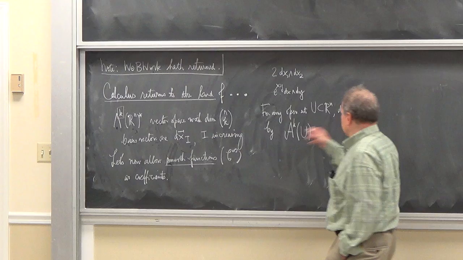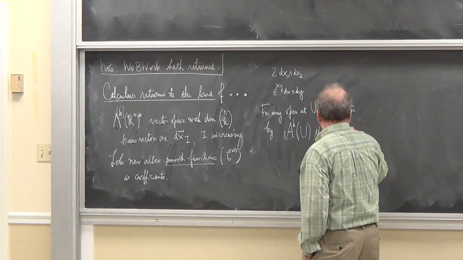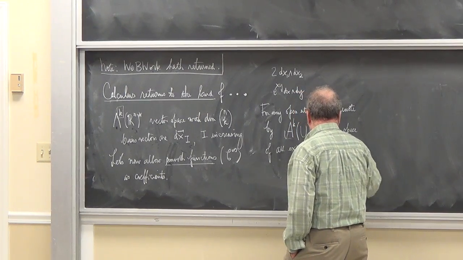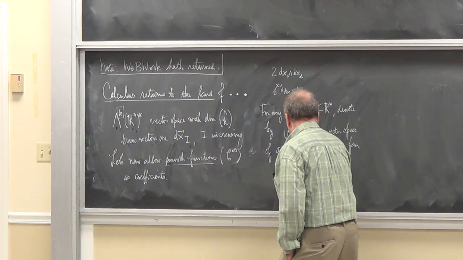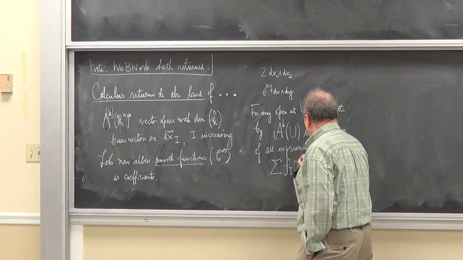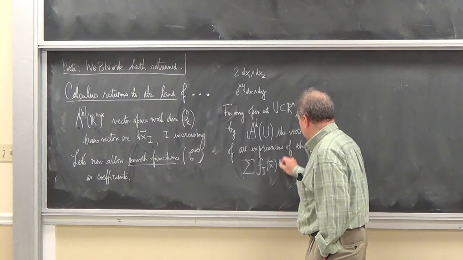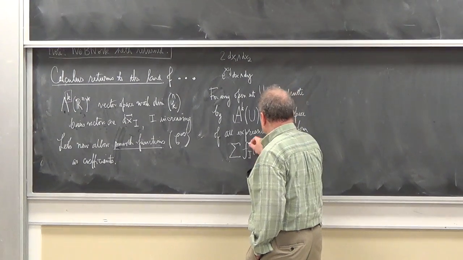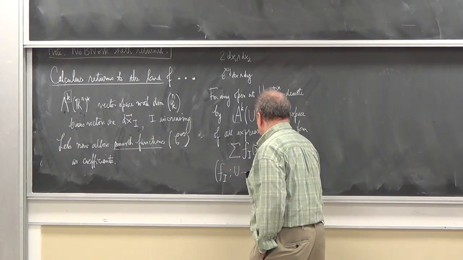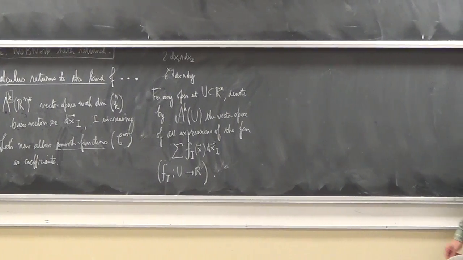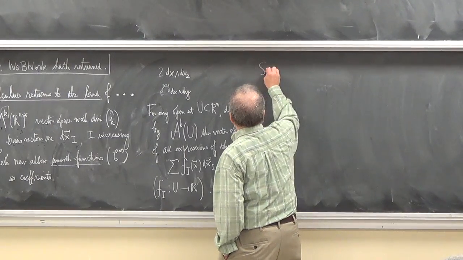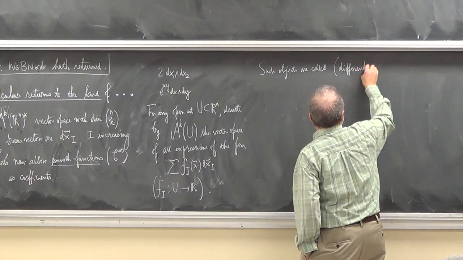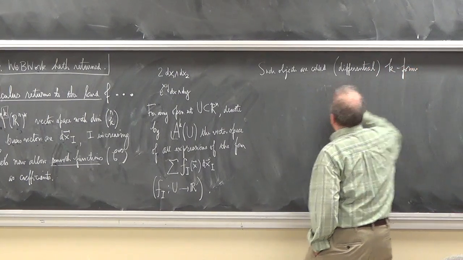So it's still going to be alternating, still eating k vectors, but now coefficients are going to be smooth functions. So denote by A^k(U) the vector space of all expressions of the form summation f_I of x dx_I. So these are scalar functions that multiply the dx's, where the f_I are smooth functions on U. Such objects are called, and some people call them, differential k-forms on U.